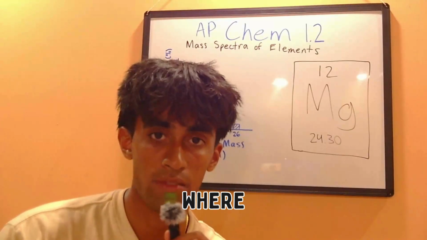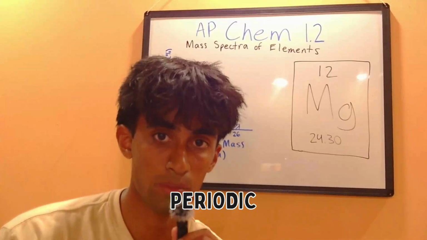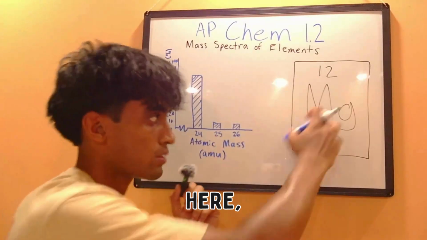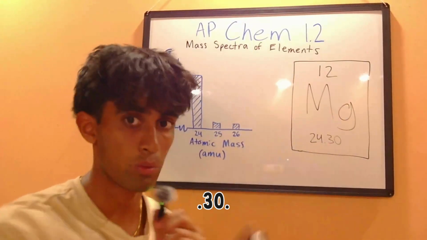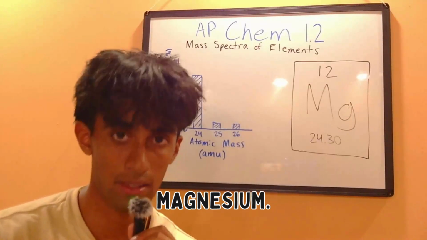So remember back to last video where we said we can find a molar mass of any element just by looking at the box on the periodic table. So for example, magnesium here, we can look right below it, we see 24.30. That means for every mole of magnesium, there's 24.30 grams of magnesium.